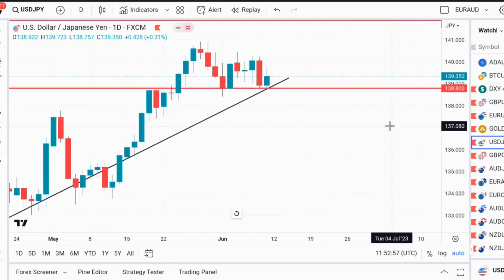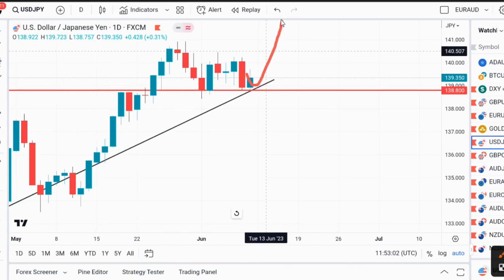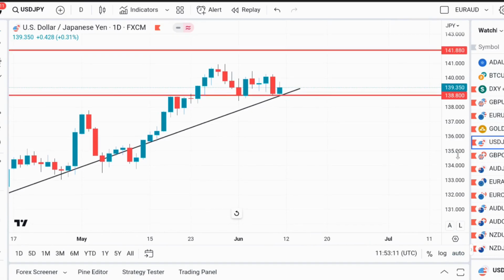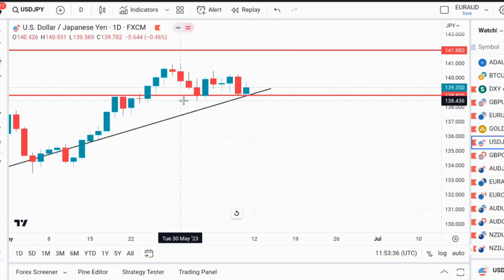So my next target is this particular area of resistance level. So let's show the area of the resistance level right there. So my next target is 141.880. So any retracement you see above this line is an opportunity for you to look for a move to 141.880, but it becomes invalid if you have a break below this particular level. I will not be taking a buy bias if you see it moving below that particular level right there.